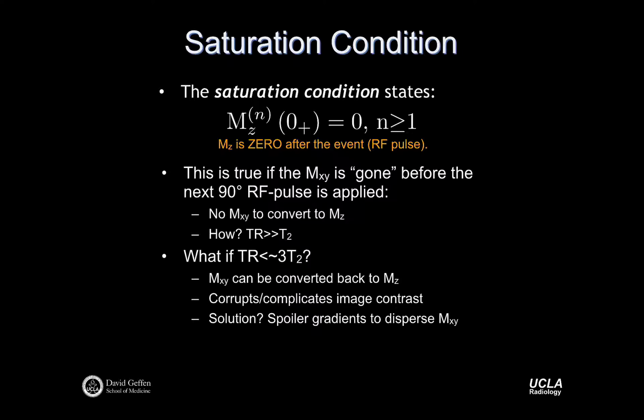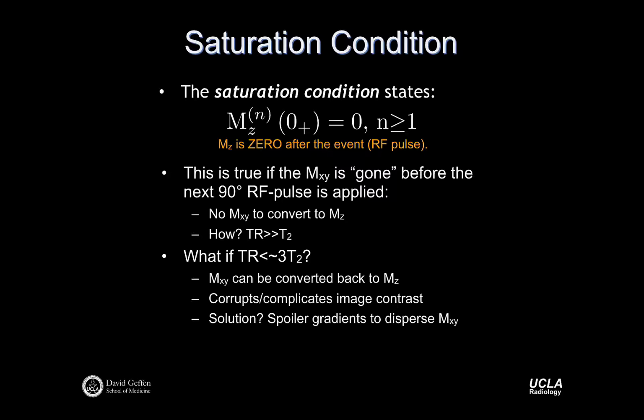If your TR isn't a lot longer than your T2, so maybe your TR is only about 3 T2s or something like that, that's the state I was talking about. You'll have some residual transverse magnetization. The residual transverse magnetization can be converted back to MZ magnetization. You're effectively tipping it down again. It'll give you an MZ component, and that's going to corrupt or complicate your image contrast and lead to artifacts and things like that. We really like controlling the magnetization.